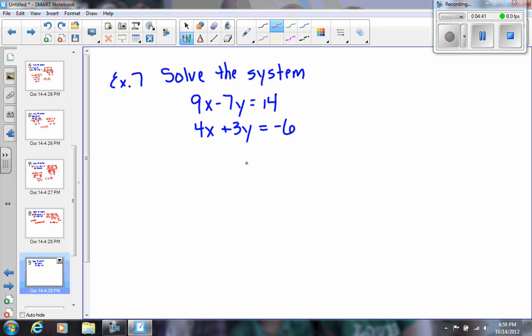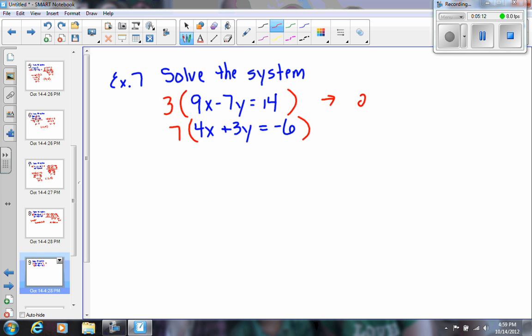So what I'm going to do on this one is multiply both equations by something to turn those into numbers that will cancel out. For example, if the first equation I multiplied by a 3, and if in the second equation I multiplied by a 7, that's going to give me a negative 21y, and down here I'll have a positive 21y. So when I add the equations together, my y's will drop out.